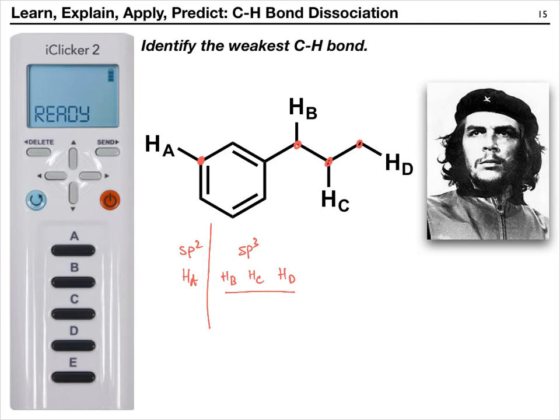So how can we differentiate this? We say HD is primary, this is secondary, this is secondary. So we've eliminated that, we can eliminate D. Now we're stuck between two secondaries. Of the two secondaries, HB and HC, which one wins and why?